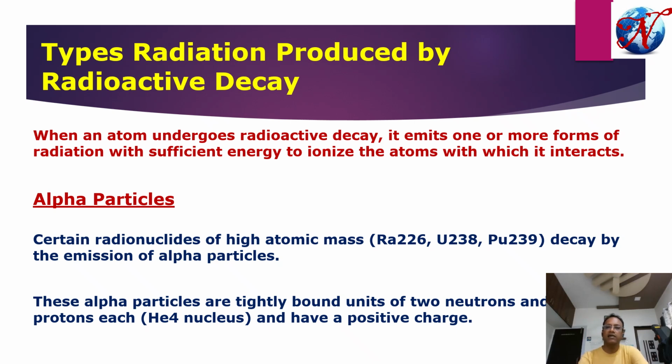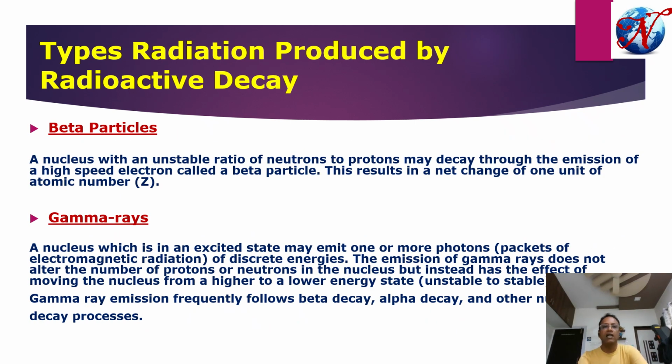Materials like radium-226, uranium-238, and polonium-239 are all radioactive elements, and all these radioactive elements create alpha emission. In a similar way, some beta particles are emitted from nuclear fission, where a nucleus with an unstable ratio of neutrons to protons decays through the emission of a high-speed electron called the beta particle, and this results in a net change of 1 unit of atomic number.